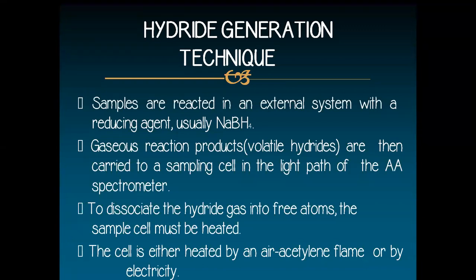So what we do is we take the sample and react it with NaBH4, and as a result we get a hydride of the product, which is volatile in nature and easily converts itself into a gaseous or atomic system. Okay, so the cells are either heated by an air acetylene flame or by electricity.